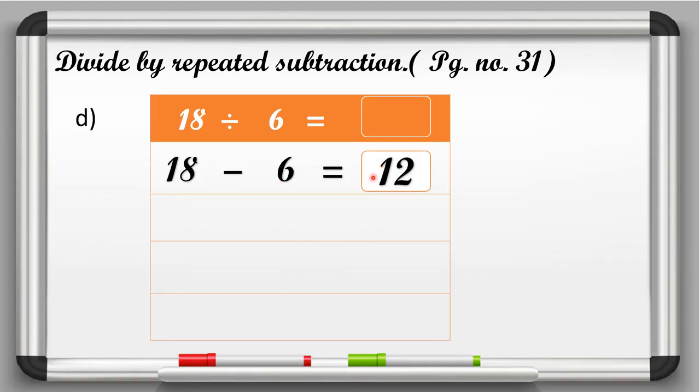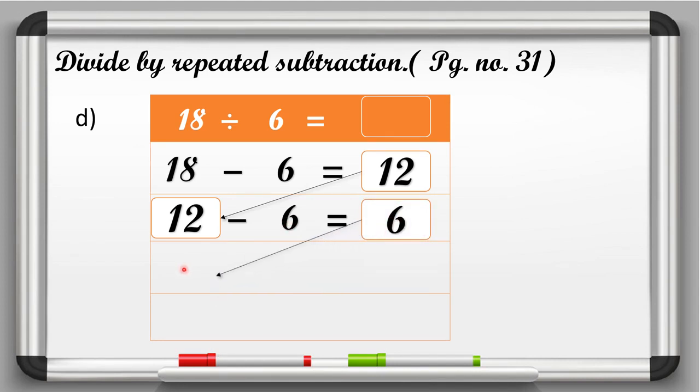Okay. Now we have to subtract 6 from 12. So write 12 here. 12 minus 6 is equal to dash. So keep 12 in your mind and 6 on your fingers. Let's start backward counting. 11, 10, 9, 8, 7, 6. So we write 6 here. Now we have to subtract 6 from 6. So here we will write 6 minus 6, and that is equal to 0.